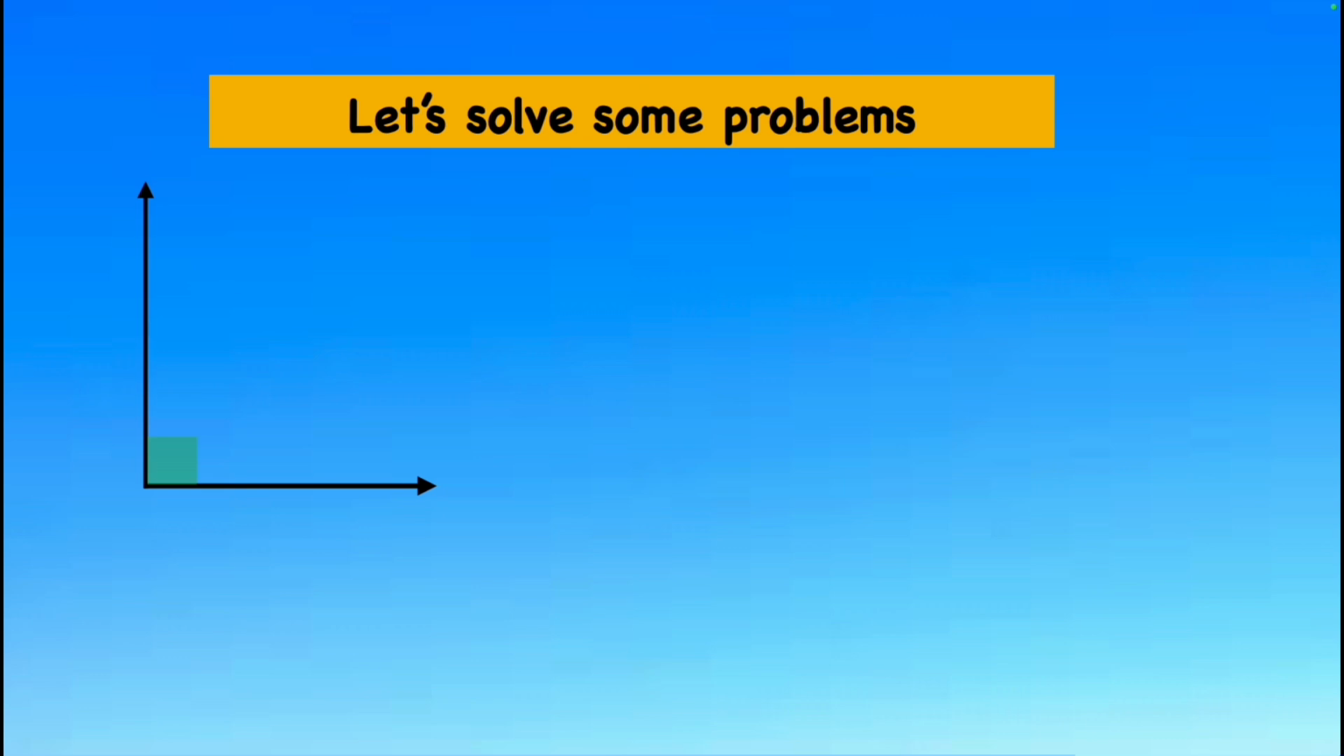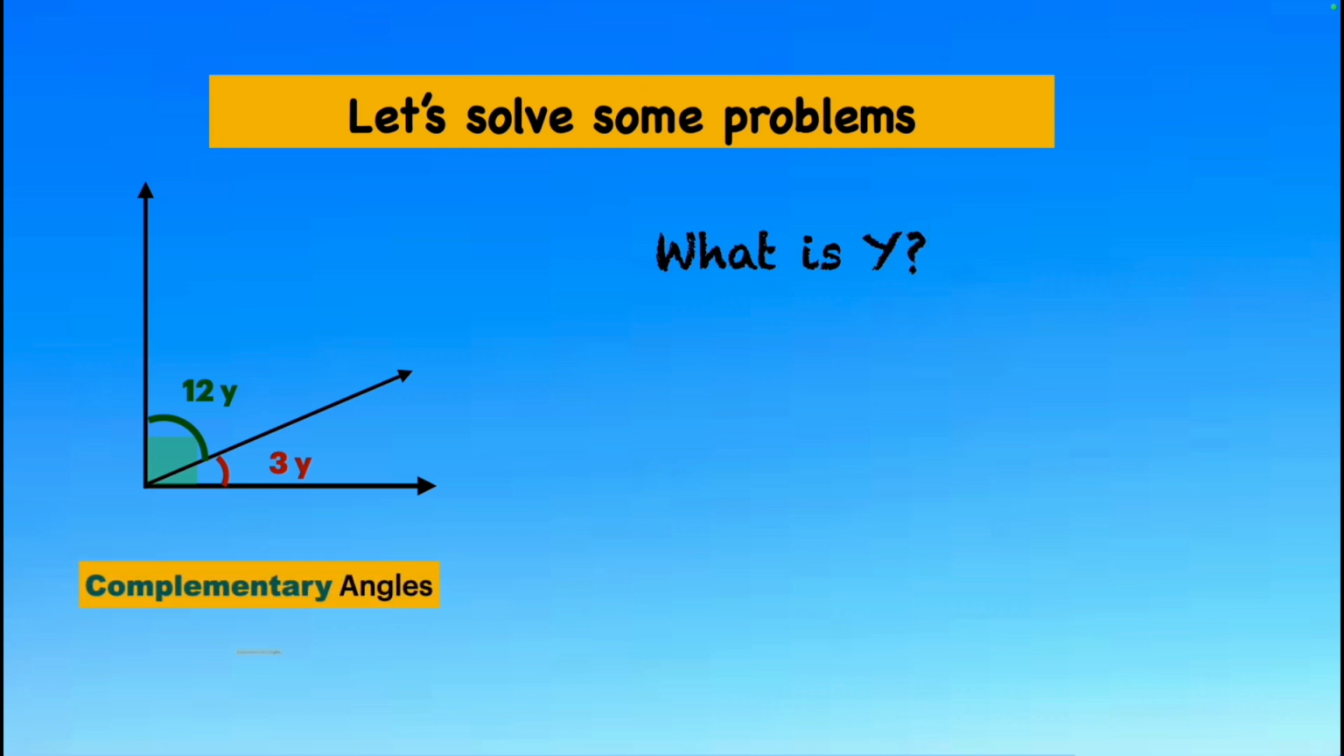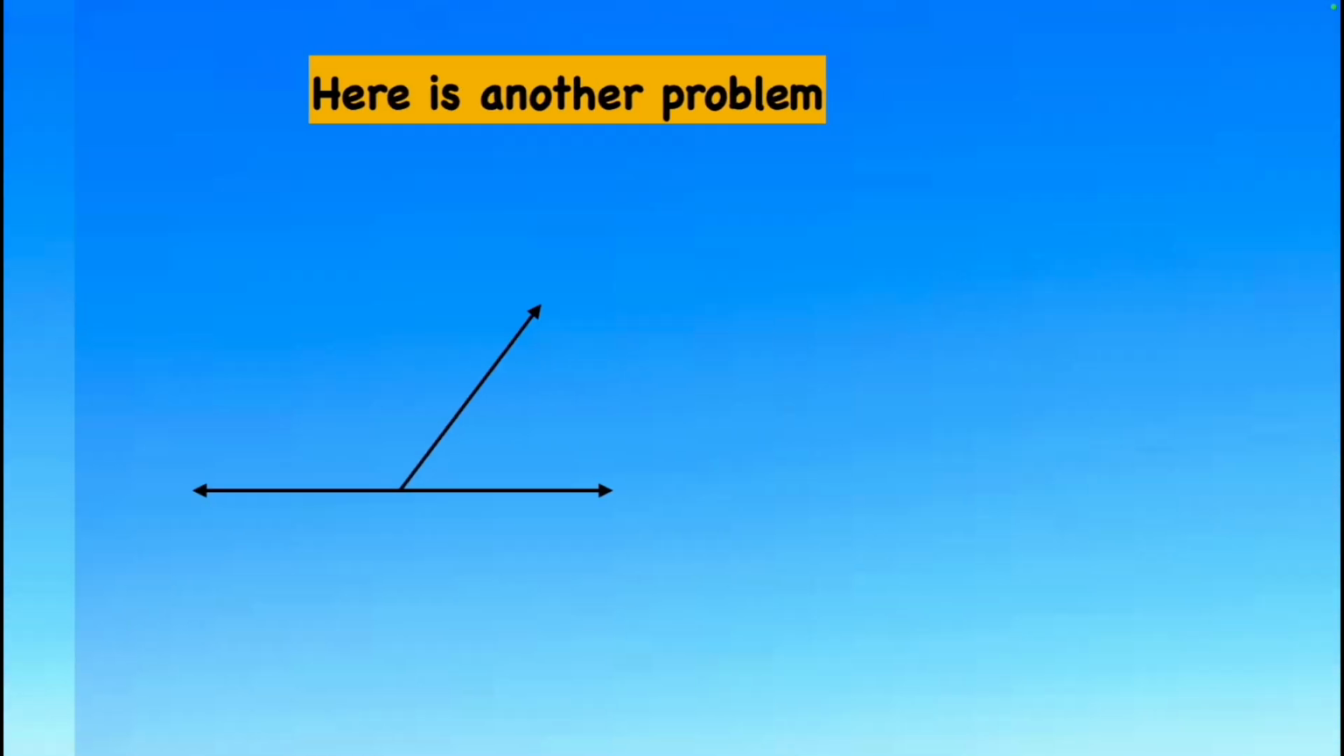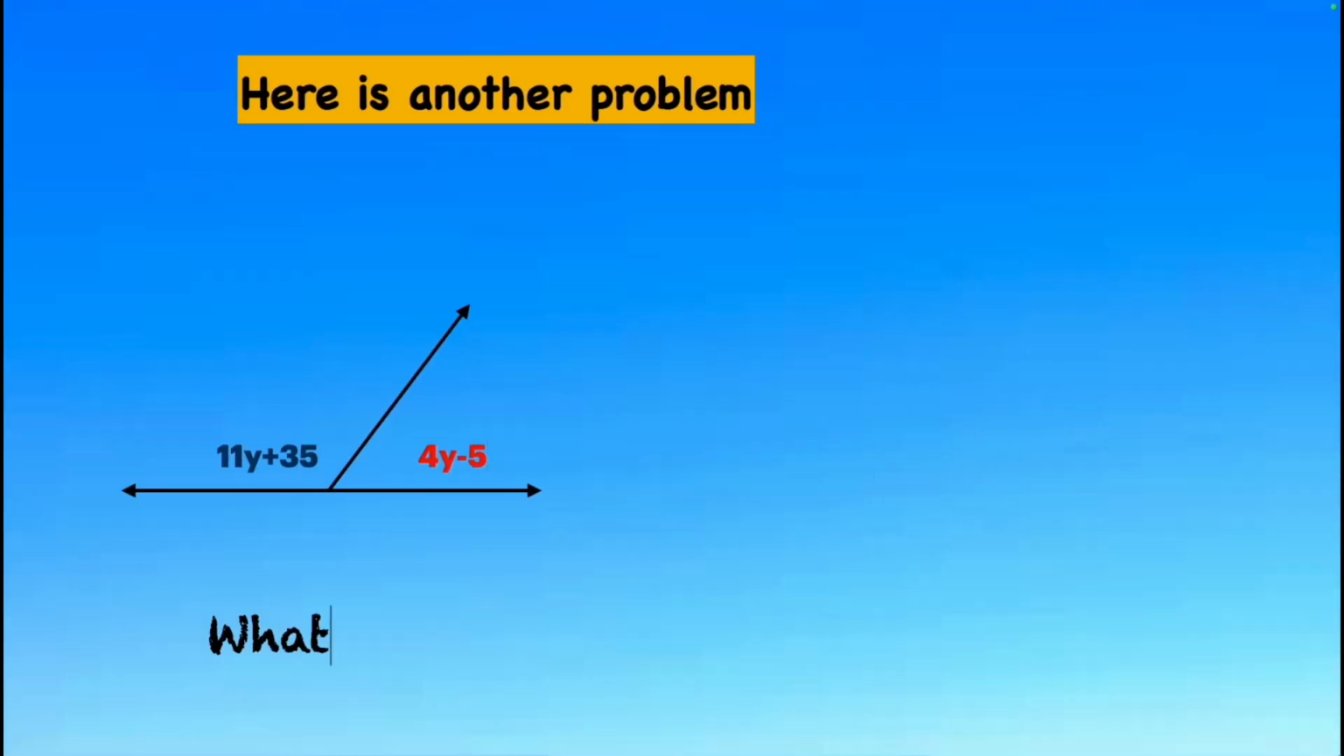Here, we have two adjacent angles. We need to find out what y is. First, are these complementary angles or supplementary angles? That's right, they're complementary angles. So to solve this, we add the two angles together. It's 90. 15y equals 90. y is 6.